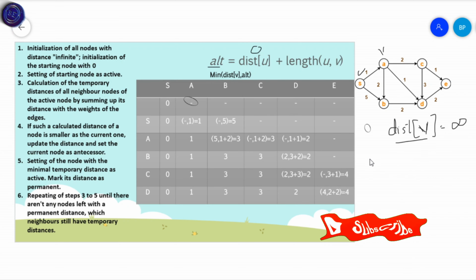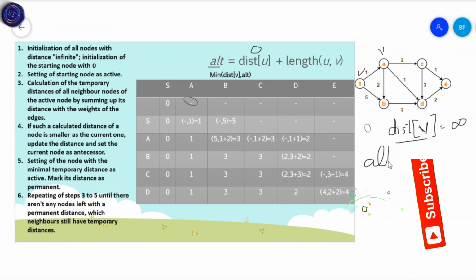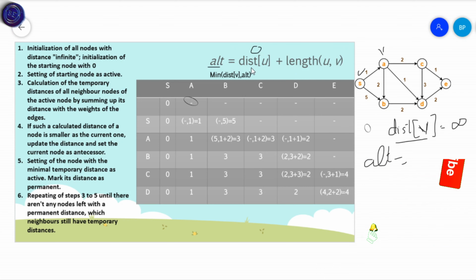So now let us find the alt value. Alt equals, what is distance of U? 0 plus, what is length of U comma V? It is 1, that equals 1. What is the minimum distance? Minimum of distance of V.